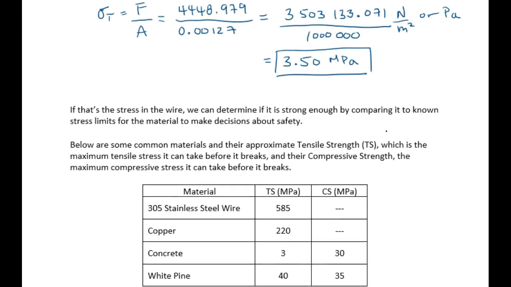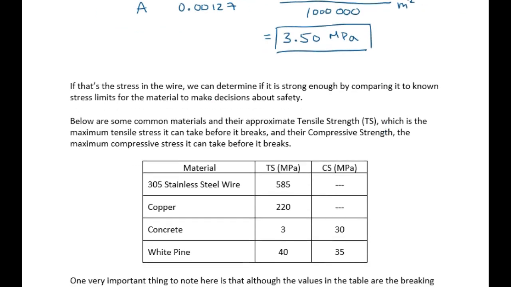So based on that, we can actually make some judgment calls. So we can determine if the wire is actually strong enough by comparing it to known stress levels for the particular material that we're using. And this is helpful to make decisions about safety. So can it actually withstand that amount of stress? Or do we need to use a different product, different material, or do we need extra supports associated with it?